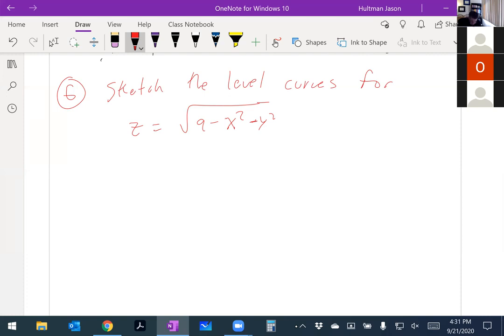Okay, so let's see what happens when k is equal to 0. So let's let z equal k here, and see what happens. So we get k equals the square root of 9 minus x squared minus y squared. Then we square both sides, and we get x squared plus y squared plus k squared equals 9. And so x squared plus y squared equals 9 minus k squared.